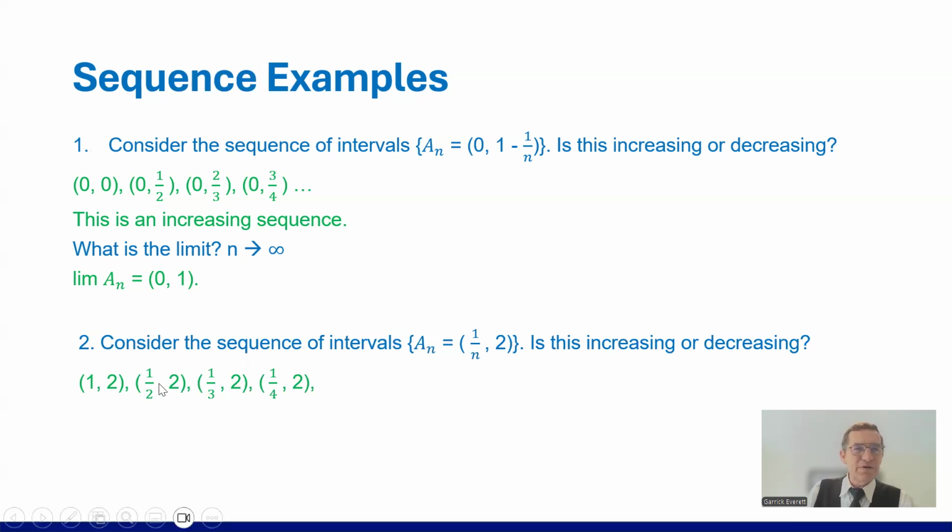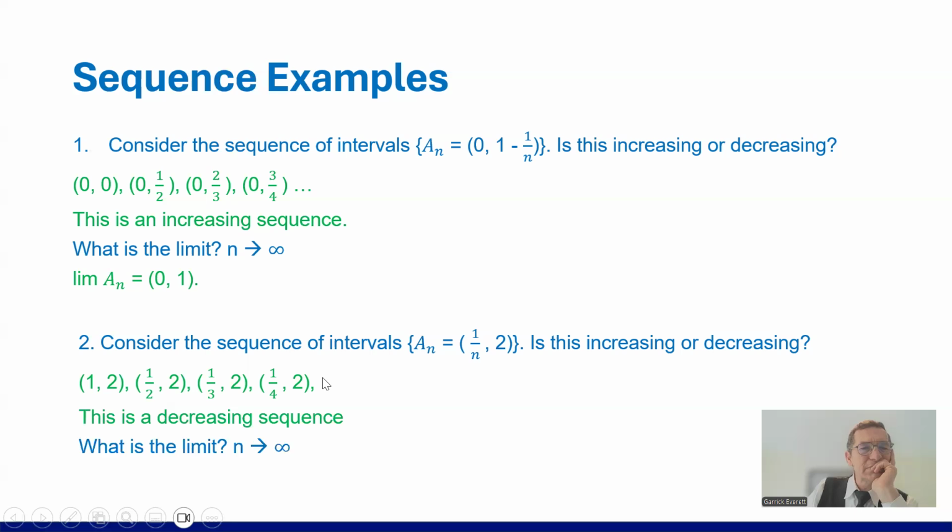1 over a half. The sequence is decreasing, but the length of the intervals is actually increasing, isn't it? So from 1 to 2 is not as long as a half to 2, which is not as long as a third to 2. So the length of the interval is increasing. This will be a tricky question to answer. So here, it's a decreasing sequence.